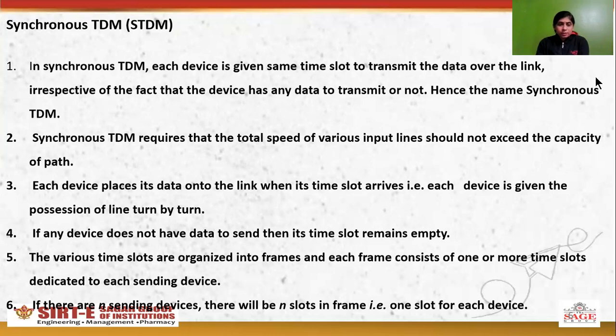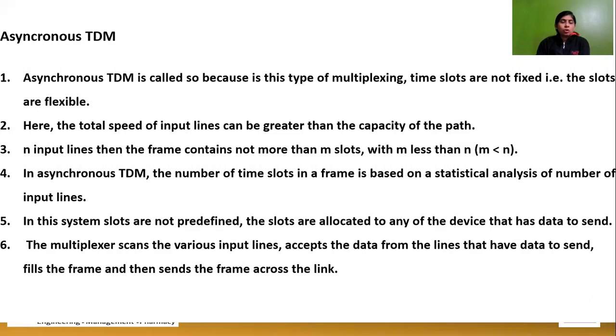In the sequence, the various time slots are organized into frames, and each frame consists of one or more time slots dedicated to each and every sending device at its input end of the multiplexer. If there are n sending devices, there will be n slots in a frame, one slot for each device. This is all about synchronous time division multiplexing.